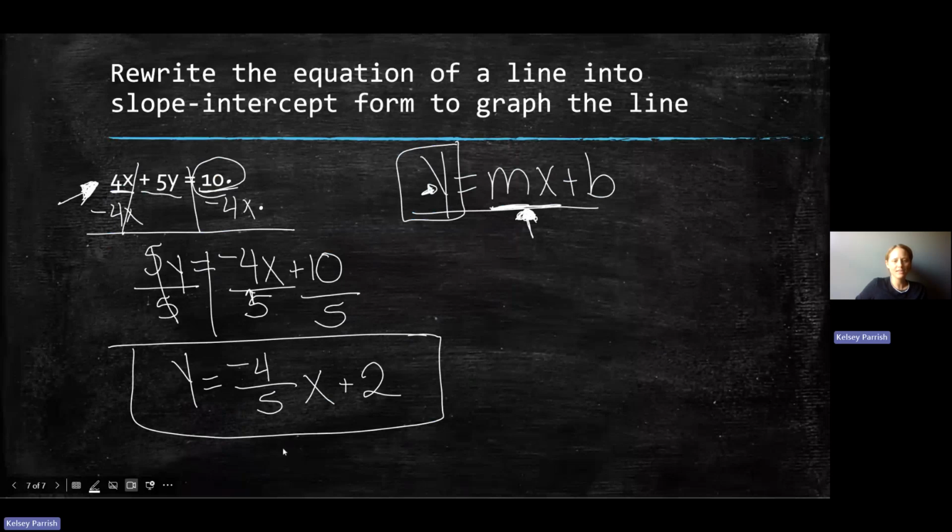We now can see our slope is negative 4/5, and our y-intercept is 2. That could help us graph it. That could help us compare one line to another. We could get the real-world values and compare real-world aspects now too. We are going to continue doing lines in the next lesson.